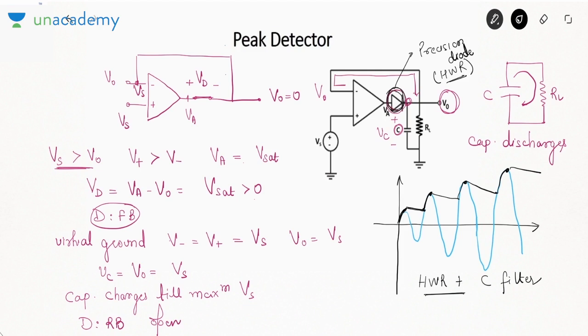Okay. If you reverse the polarity of diode, then this will detect the negative peak of the input voltage instead of positive peak. Okay. So if diode is oriented in the direction that I have shown, we are detecting the positive peak. If you reverse the polarity of diode, then it will detect the negative peak.